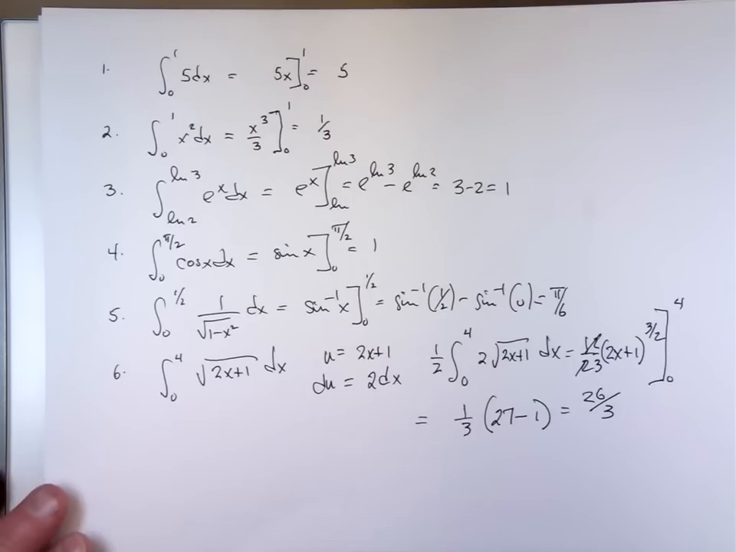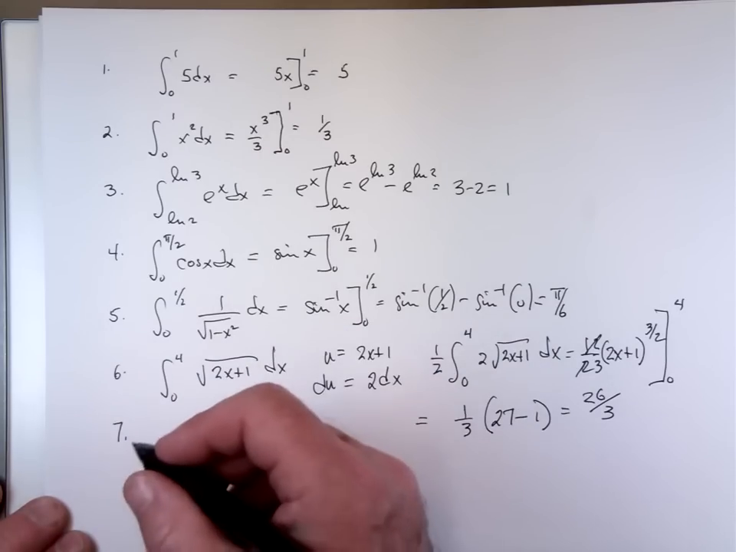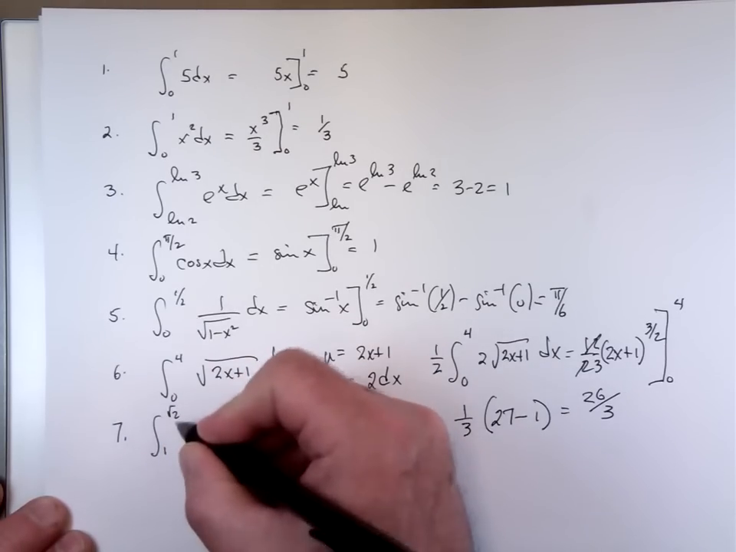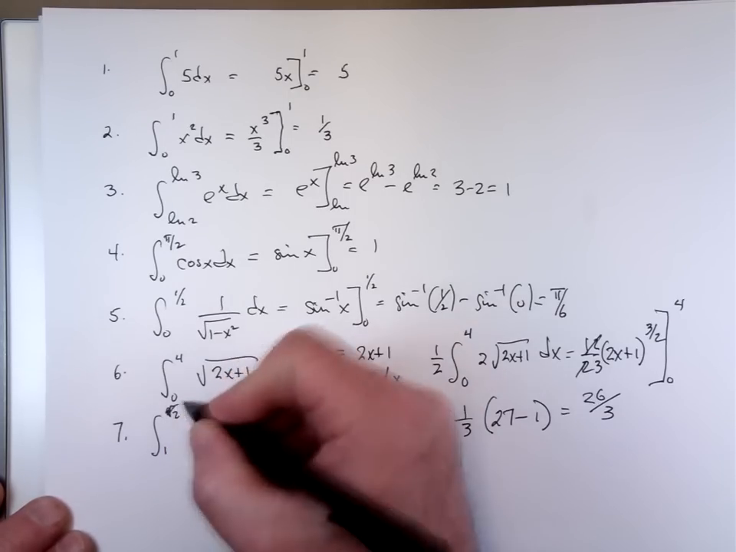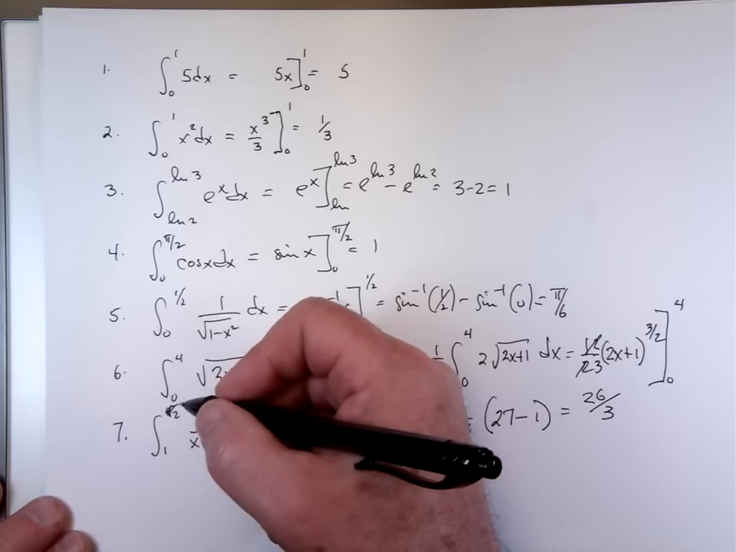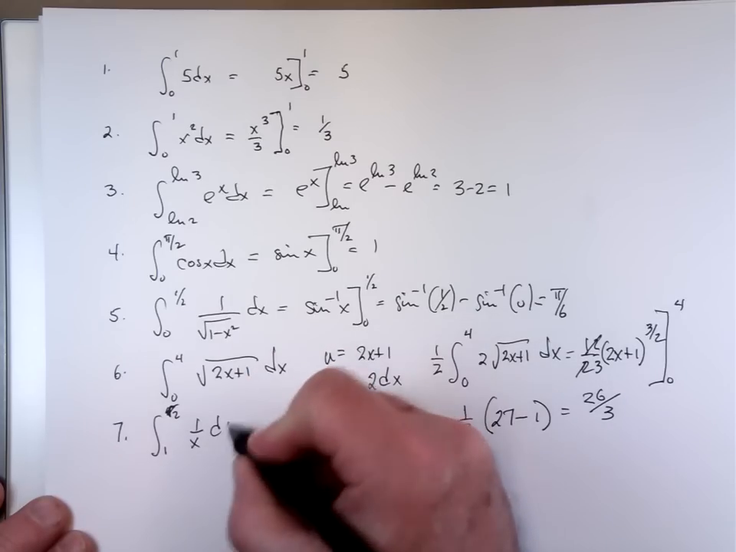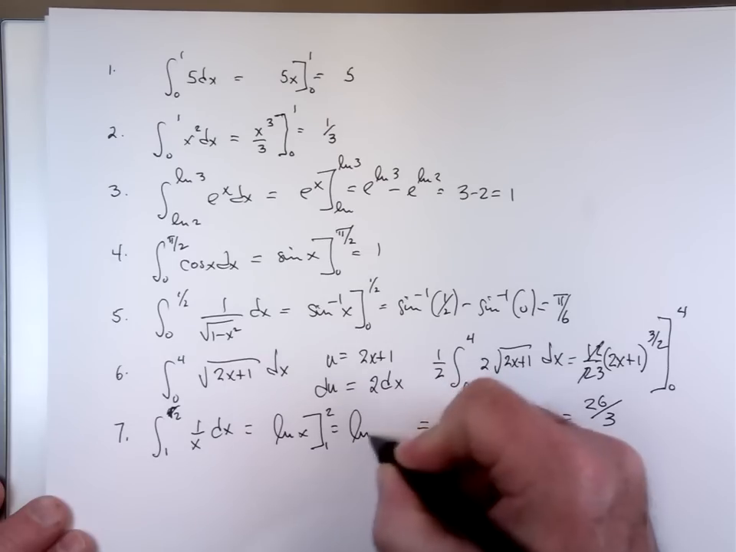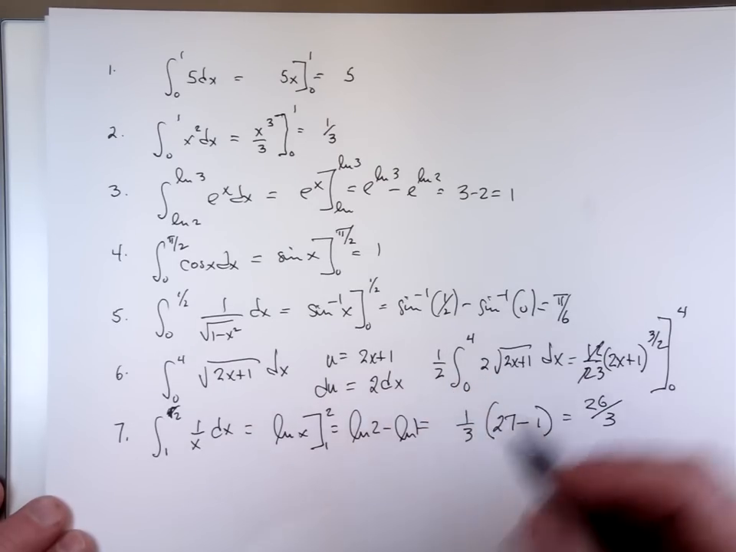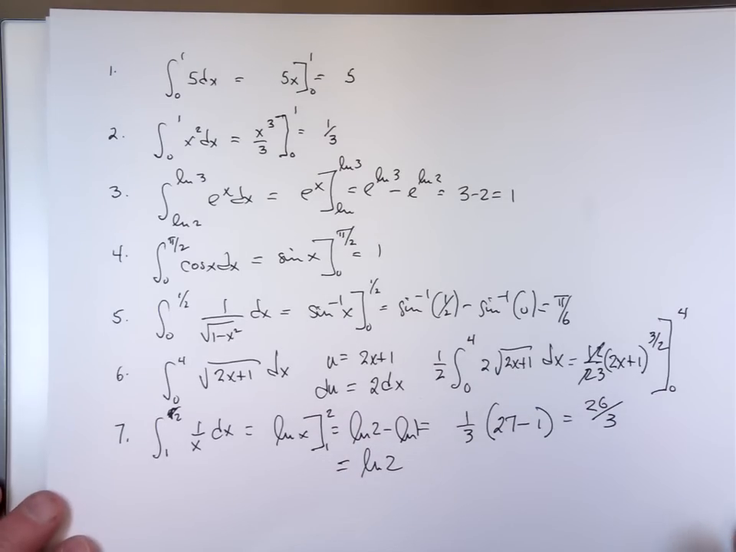Okay? That'll be 26/3. Number 7, from 1 to the square root of 2, 1 over x. No, it's not 1 to the square root of 2, it's 1 to 2. It looks like 1 to 12. I wonder if I meant square root of it. No, I didn't. Okay, 1 to 2, 1 over x. The integral of 1 over x, natural log x, from 1 to 2, natural log of 2 minus the natural log of 1 is equal to natural log of 2, because the natural log of 1 is 0. Okay?